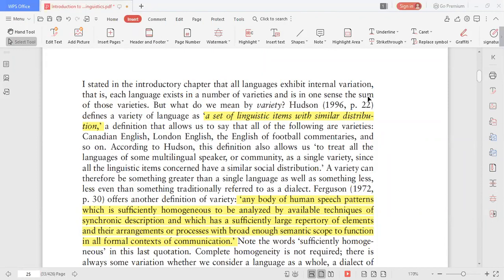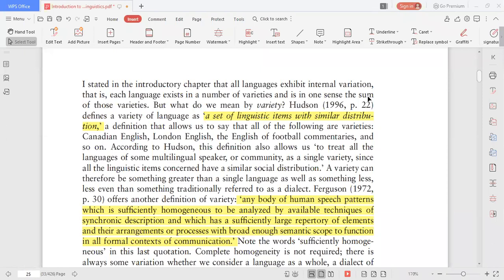কৌশল। হ্যাঁ, কৌশল বা প্রক্রিয়া যেটা আমার হাতে আছে, ওইটা ব্যবহার করে যদি আমি ওই সাফিসিয়েন্টলি হোমোজেনাস যে প্যাটার্নস গুলো পাইছি হাতে, সেই আমার কাছে পাওয়া প্যাটার্ন গুলোকে আমি যদি অ্যানালাইজ করি, সেই অ্যানালাইজ করবো কিভাবে? সিনক্রনিক ডেসক্রিপশন। I told you that the difference between diachronic and synchronic.